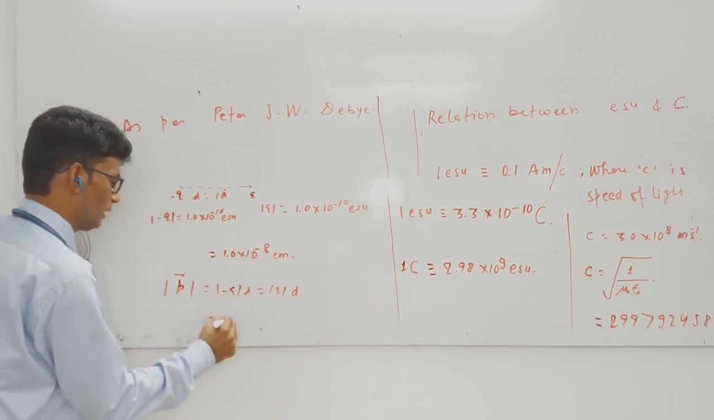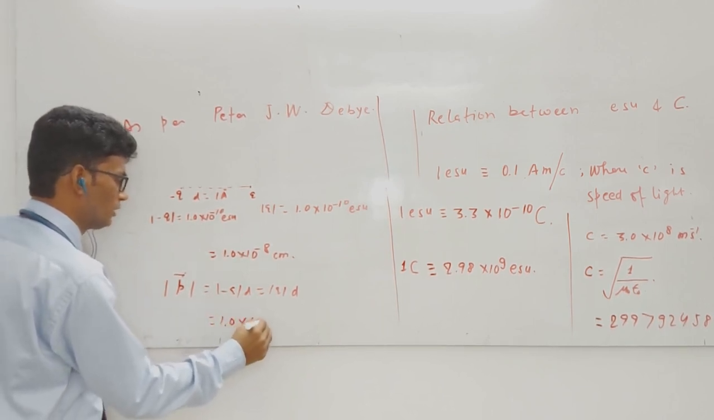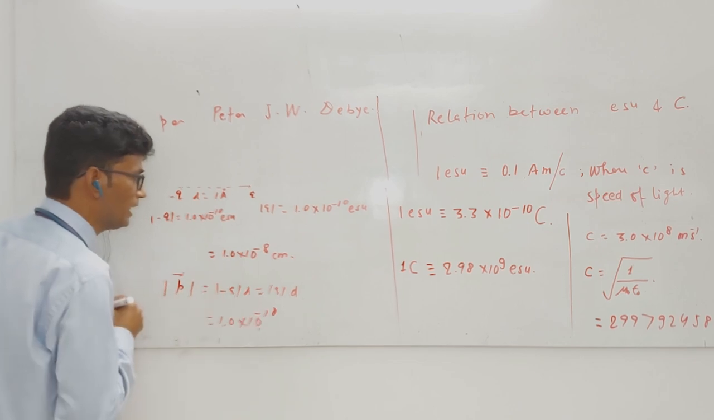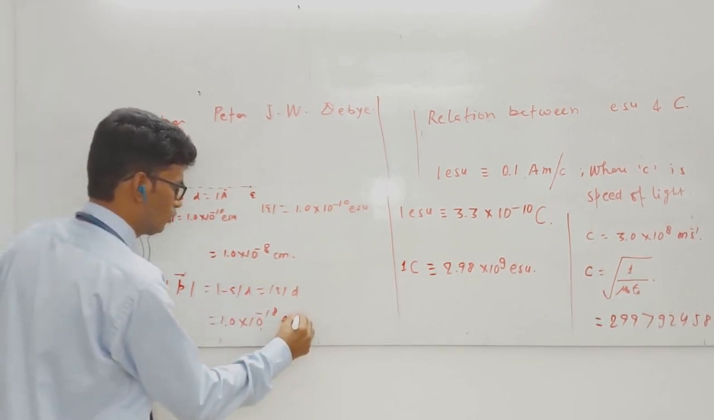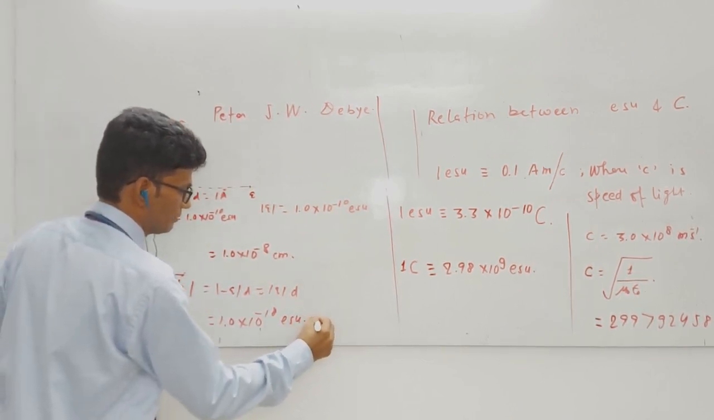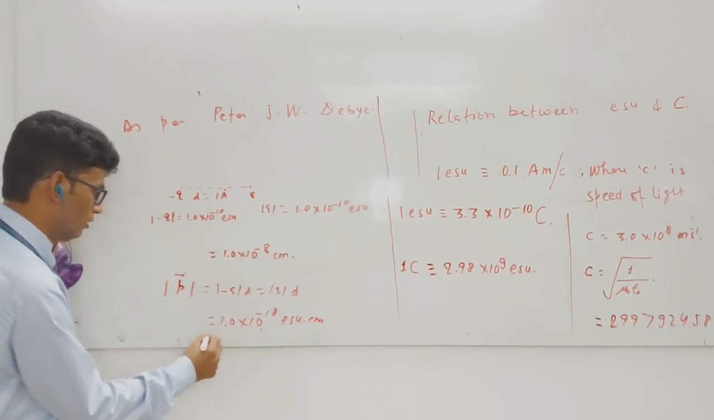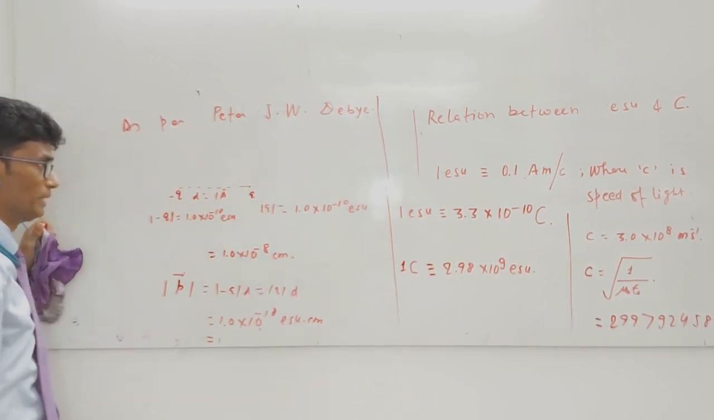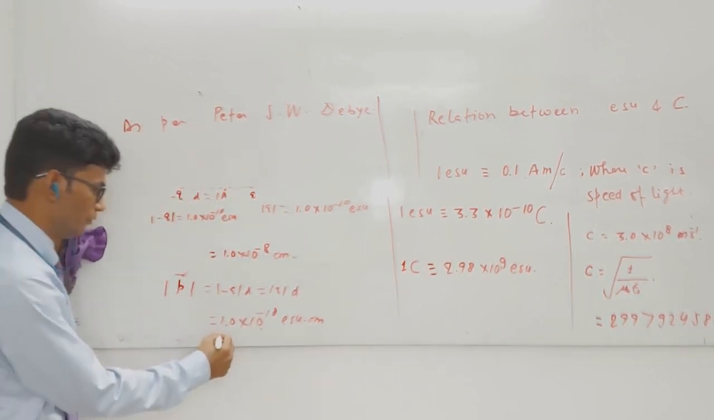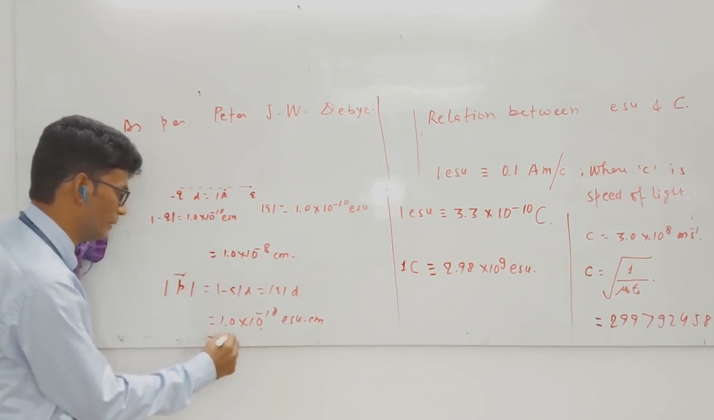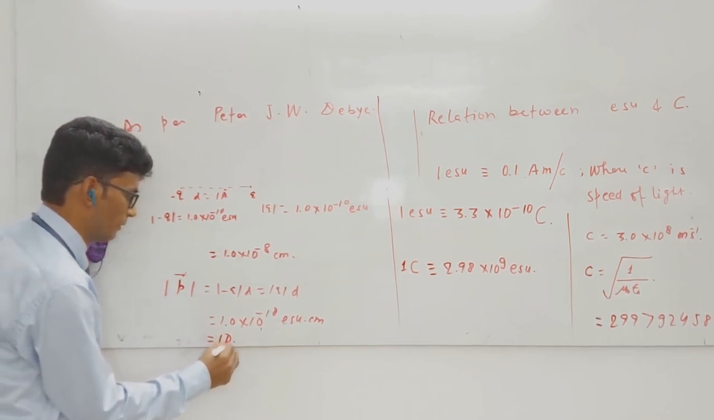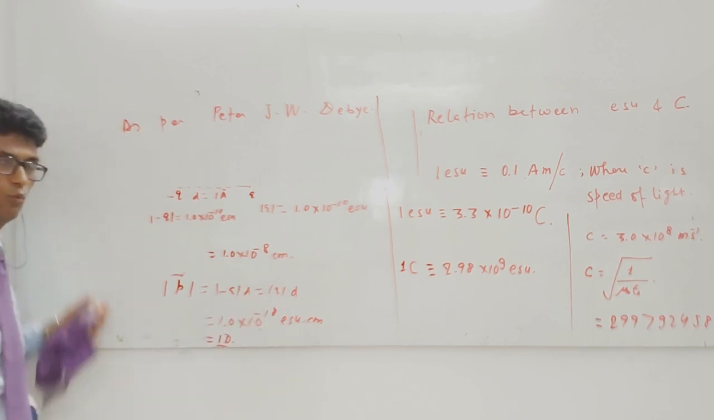So it comes out to be 1.0 × 10⁻¹⁸ electrostatic unit centimeter. In honor of Peter J. W. Debye, we write it as 1 Debye. So this is termed as 1 Debye.